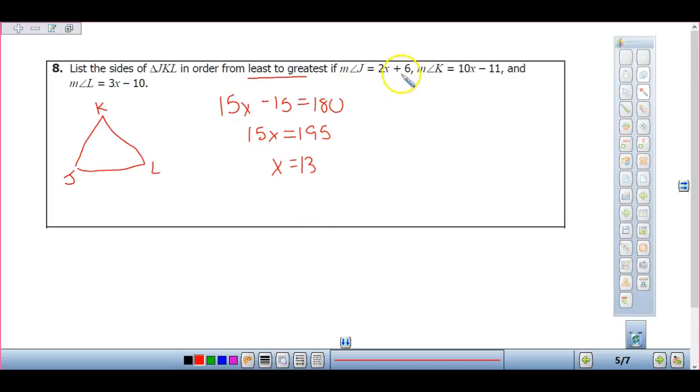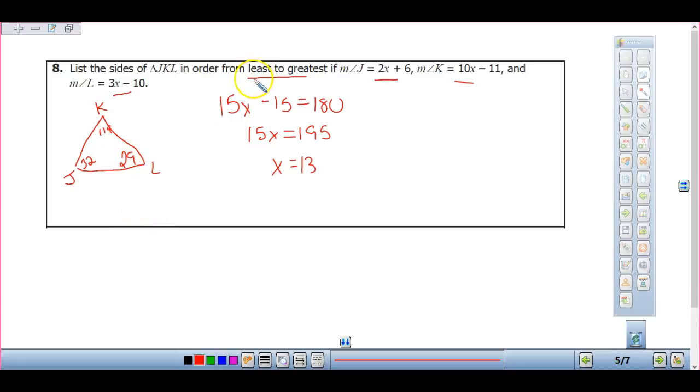Okay, in that case, I got to go back up and plug them in for all of these. So 2 times 13 plus 6 is going to give us 32. For K, 10 times 13, and then we've got minus 11 is 119. And then for L, we've got 3x, so 3 times 13 minus 10, and we've got 29.